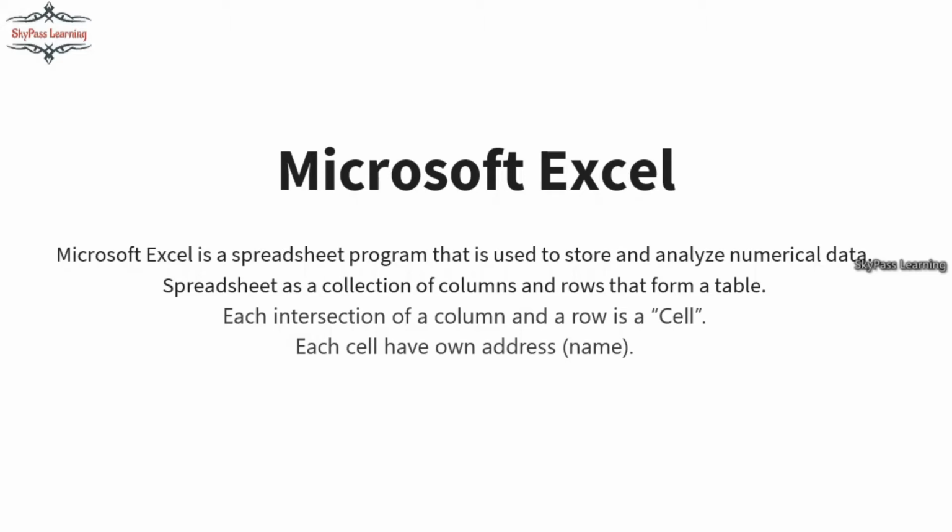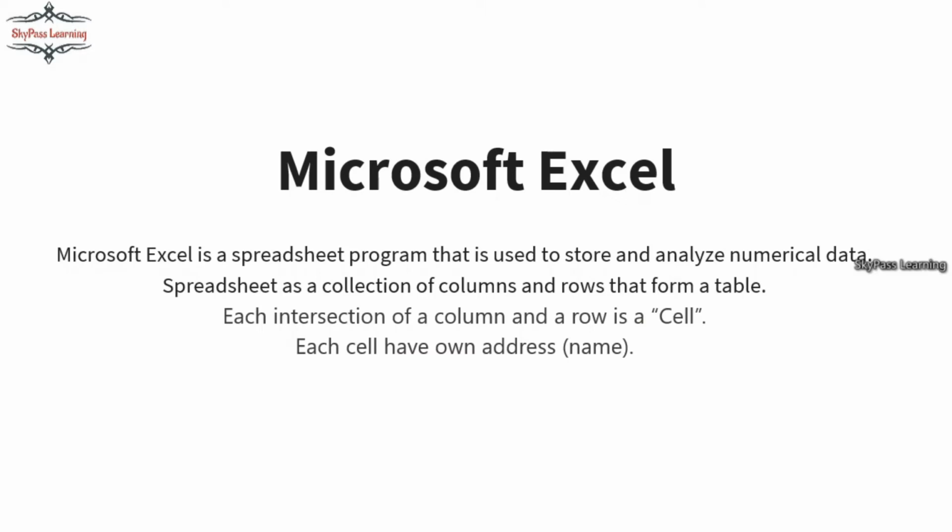If we talk about Excel, it's a combination of rows and columns, and the combination of rows and columns is known as a spreadsheet. So in that spreadsheet, you will get rows and columns. I will show you how it is. And each combination of row and column is known as a cell, and each cell has its own address. So how it is, let me quickly show you.